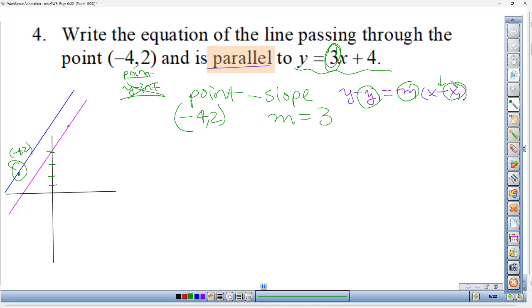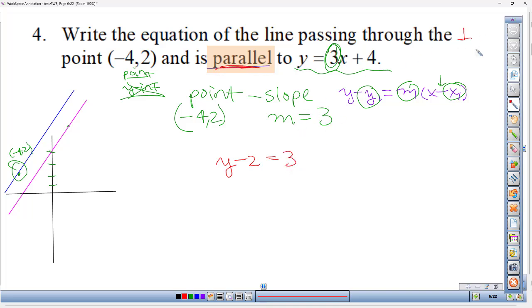Because the formula asks you to do minus x, whatever your x and y are, you have to do the opposite. Are you ready? So y, well, what's the opposite of my y value? Well, it's 2, so what am I going to write? Negative 2 is equal to, all right, here's how we make it parallel. We use the same slope.